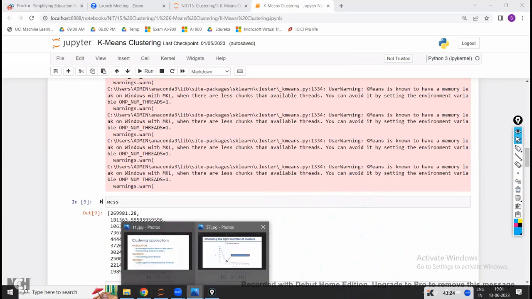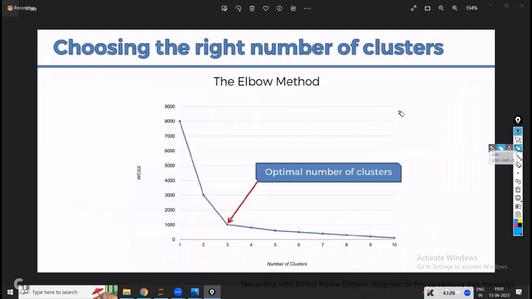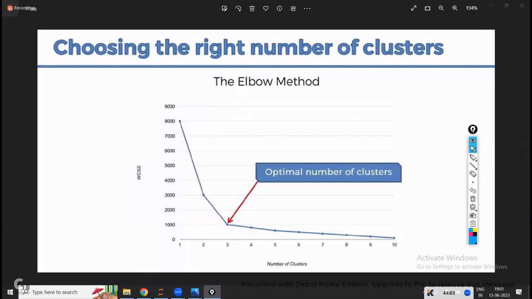And in the previous example, if you observe, 8,000, 3,000, 1,000, 900, 800. Now the difference here is 100, and again the difference is 100. From where did it start? Here. So 3 is the optimum. Is that clear now? From the elbow curve, we can easily identify wherever the flatness is, the starting point of the flatness is called the optimum number of clusters. So in this way, we are going to identify the optimum number of clusters.